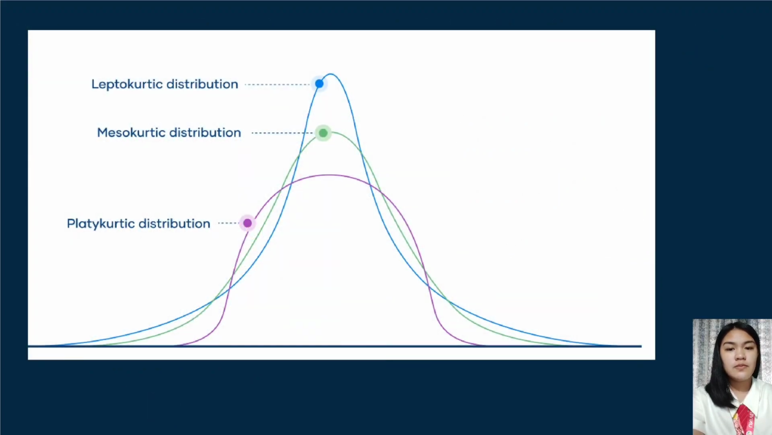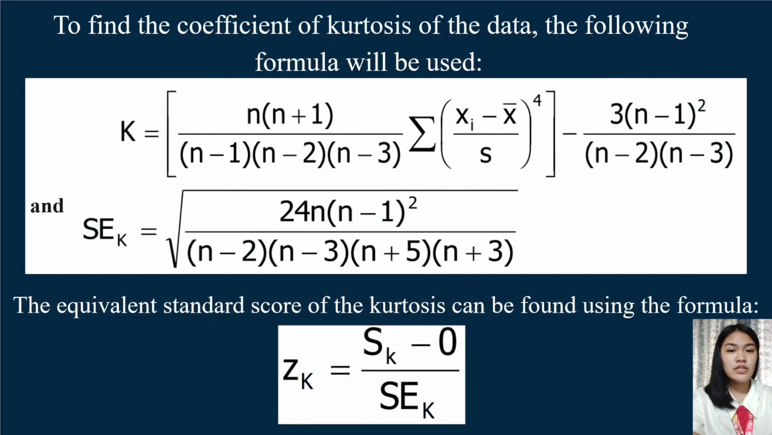So, the image or the slideshow depicts the comparison of the three types of kurtosis: the leptokurtic distribution, the mesokurtic distribution, and the platykurtic distribution. So to find the coefficient of kurtosis of the data, the following formula will be used.